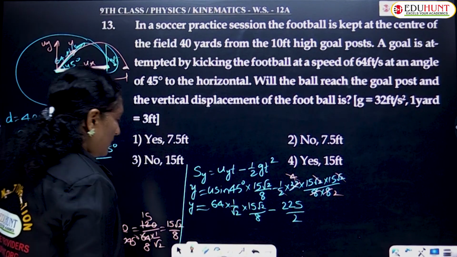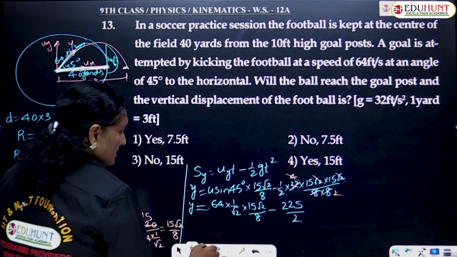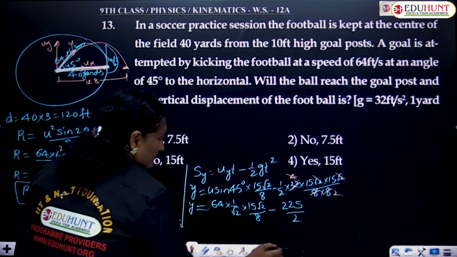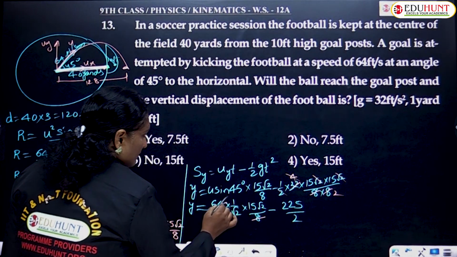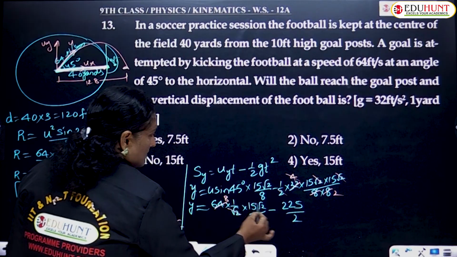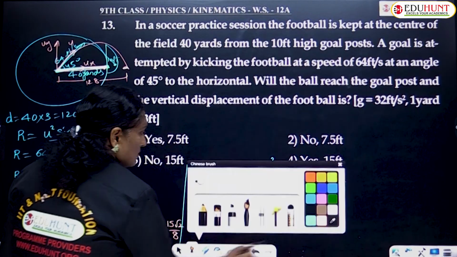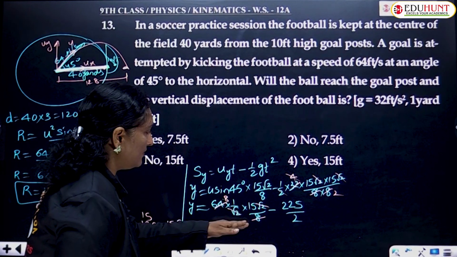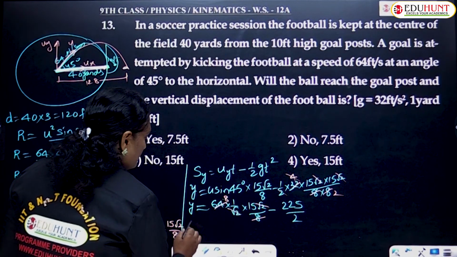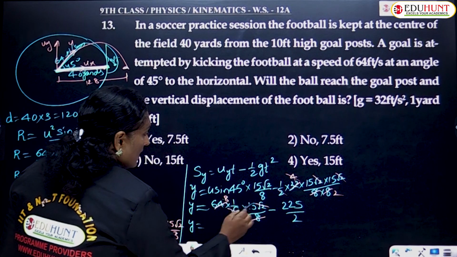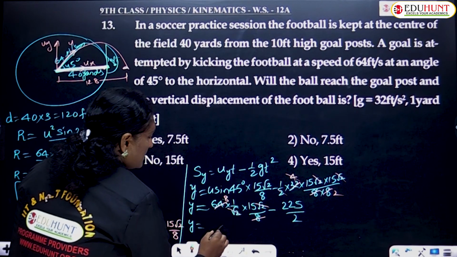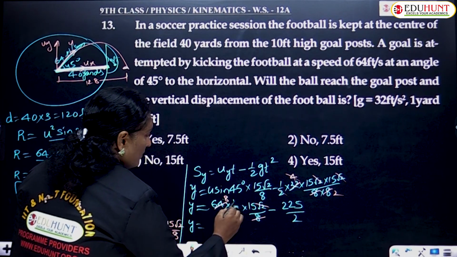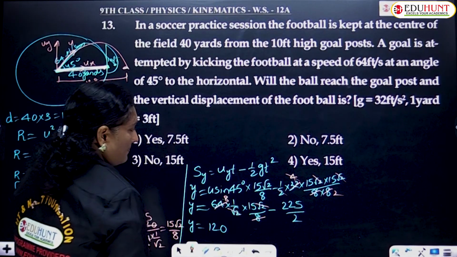Here also if you solve the same, how much are you getting, children? 8 into 64, and this root 2 and this root 2 get cancelled. So you are left with numerator 8 and numerator 15, no values in denominator. So finally y is equal to 8 into 15. How much is 8 into 15? It is 120.